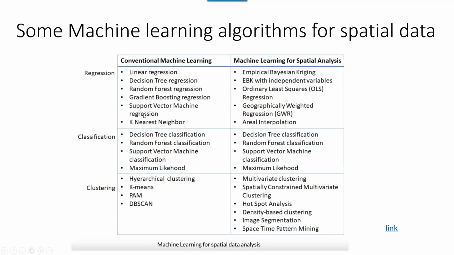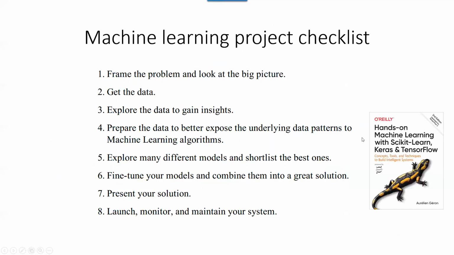These are some examples of machine learning algorithms in regression, classification, and clustering. Most of these algorithms are available in ArcGIS. I will show you later at the end of the presentation.